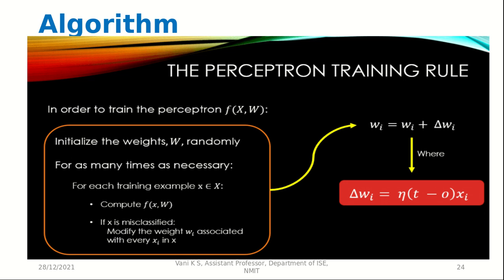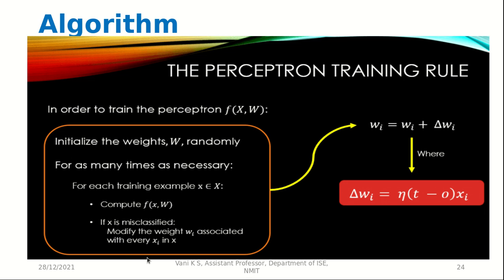Then for each training example, which is x belongs to the capital set of x, which is the set of all inputs, we take a particular input here, and then we compute the function of x comma w vector. We just use that formula where we take bias as w naught: w naught plus w1 x1 plus w2 x2 plus w3 x3, and how many inputs there are depends. If that is greater than 0, we take it as 1, and if it is less than 0, we take it as -1. And then we check if whatever we got is the target output or not.